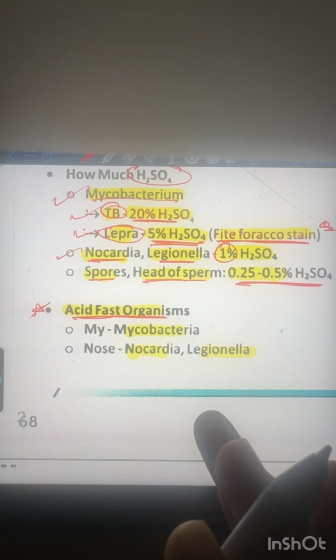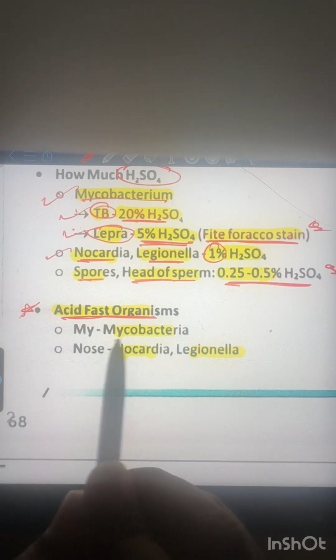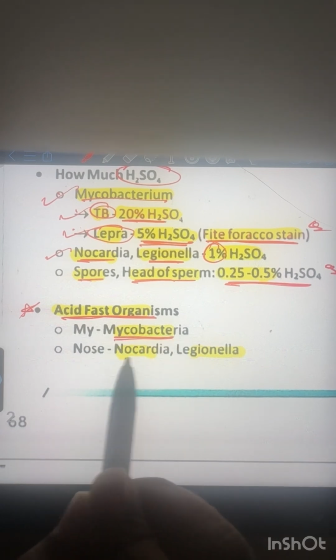And this mnemonic is just not a random mnemonic. I'll tell you a logic behind it. But what is my nose is cold and hot? So my, of course, stands for everything mycobacteria. Typical mycobacteria, atypical mycobacteria, everything is acid fast. No for Nocardia and Legionella.